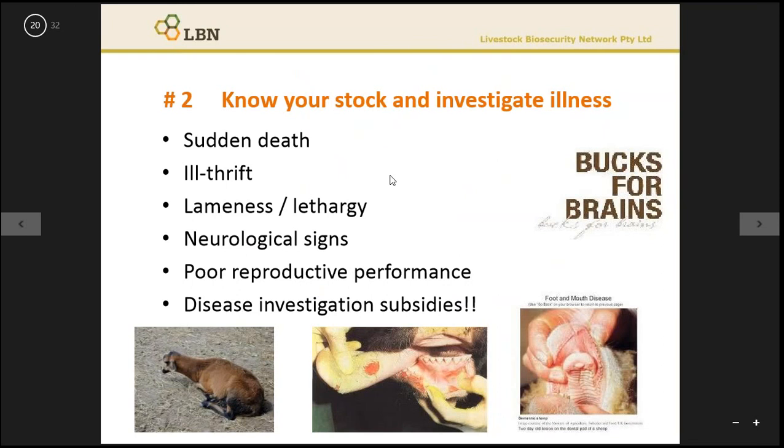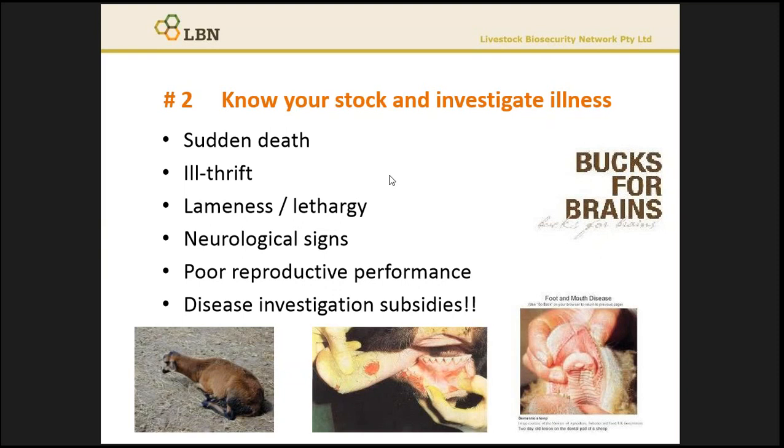So the second thing is that it's hard to detect if there's a problem if you don't know your flock or your herd. So it's really important to know your stock and to detect a problem early. The more quickly you can detect a problem, the quicker you can implement remedial actions and the less the overall impact will be on your enterprise. Weeds are a really good example of this, but the principle is the same for livestock disease. You need to know your animals and it's really important to investigate illness. So call your vet or your local animal health or vet officers if you notice anything unusual.